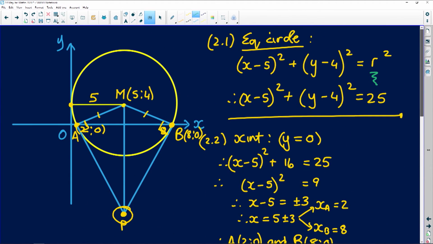Now let's go to the diagram. The size of angle AMB is that angle over there. So let's call that angle theta. Okay, I want the size of angle theta. Oh yeah, this is beautiful. Look at this.